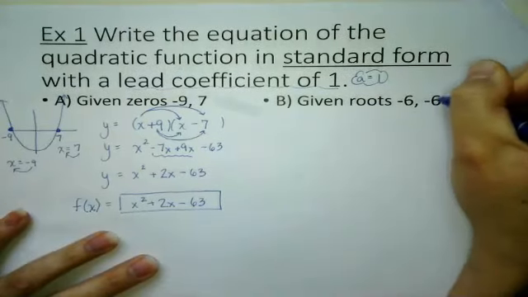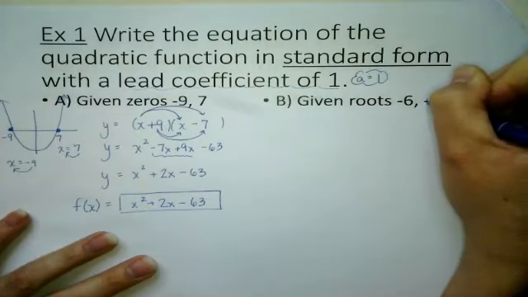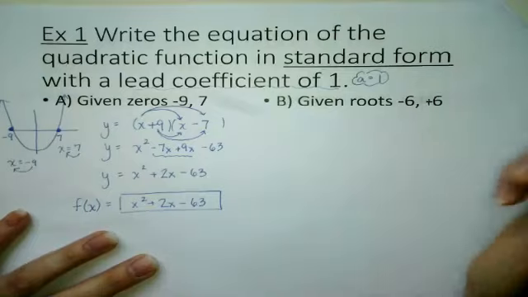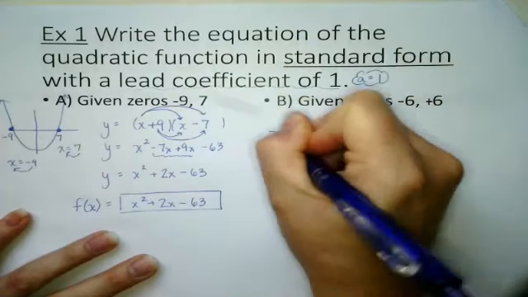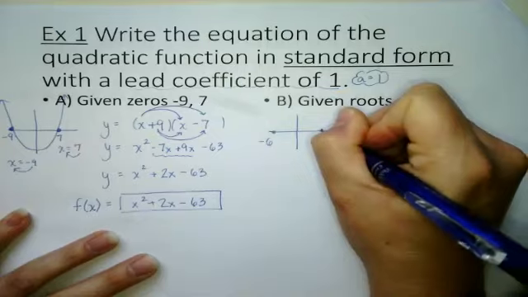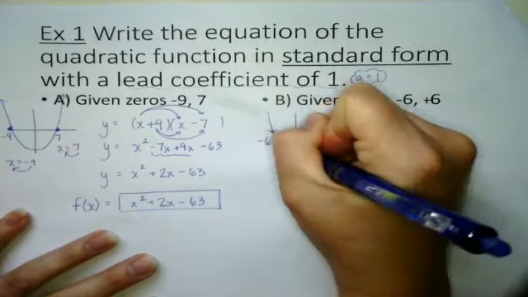Oh, this is a mistake. Given roots of, sorry, let's make it -6 and +6. I don't know why I did that, but we'll pretend. So -6 and +6. Imagining my parabola here is crossing the x-axis at -6 and +6. And again, it's a opening up parabola.